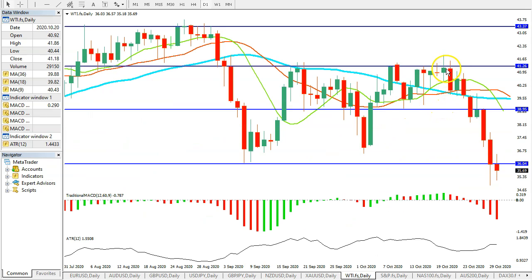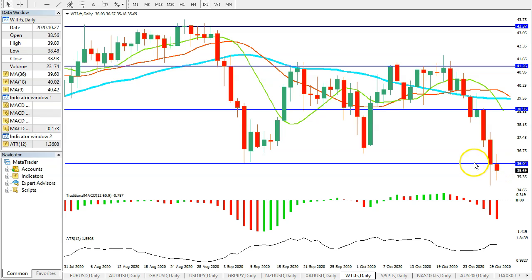Crude oil reversed from this strong resistance level here. The price came here, bounced three times, and now came really down. The trend has been pointing downwards for some time now, as evidenced by the slow moving average.